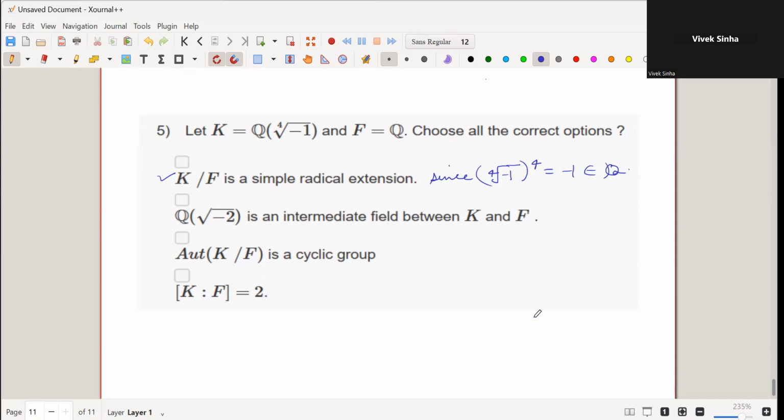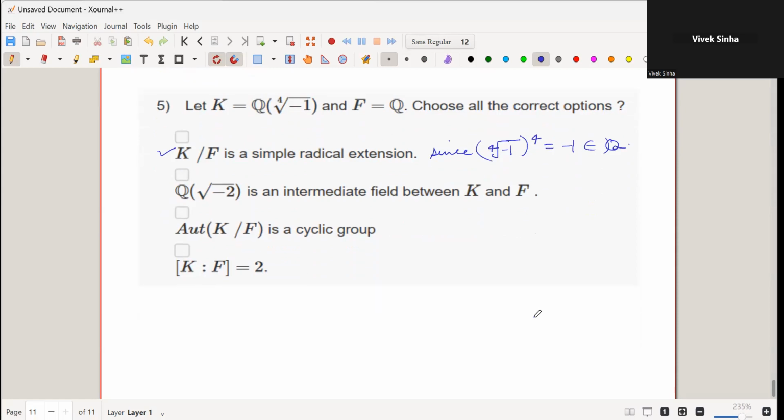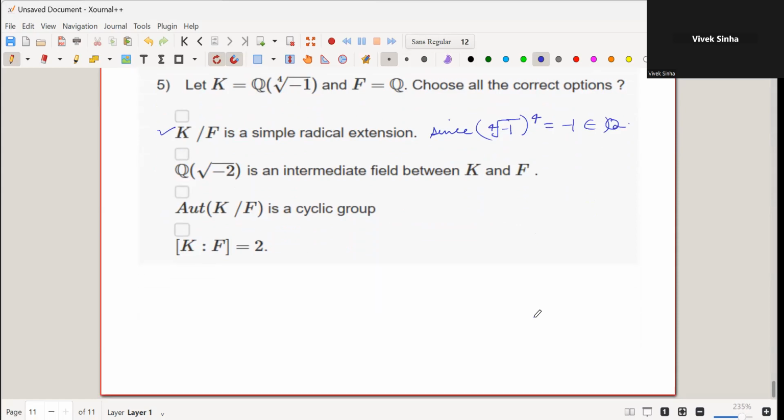Q adjoint root of -2 is an intermediate field between K and F. So if it is an intermediate field, then root of -2 has to be inside K. If it is not inside K, it will cross K, right? So we have to see. So this is option A, this is B, this is C, and this is D. So the solution of B, we want to see.